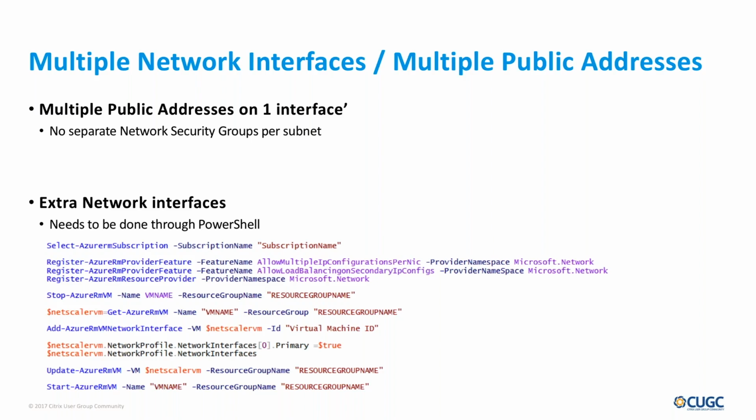Using the extra NICs needs to be done via PowerShell. The commands are up there on screen. I'm not going to walk through them all. You will get the deck afterwards and you'll be able to see how you can do that, but that will add an additional network interface to the VM, and you can add an IP address for that. The IP addresses will have to be in separate subnets if you go down the extra network interface route, as opposed to the multiple addresses on a single interface. If you're doing option 1, you can have multiple IP addresses within the same subnet on a single NIC.